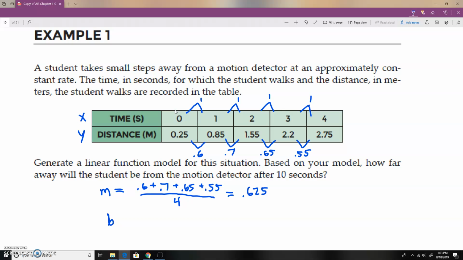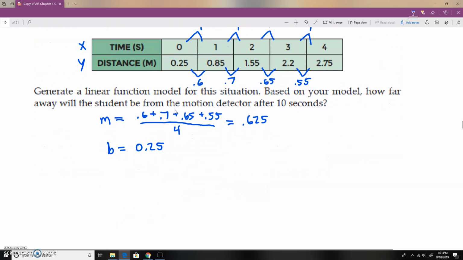Now our b value, again, remember where x equals 0. Well, when x equals 0, our y value is 0.25. Okay? So if we write our equation here, our equation therefore is going to be y equals m, which is 0.625, times x, plus 0.25, which is our b value.